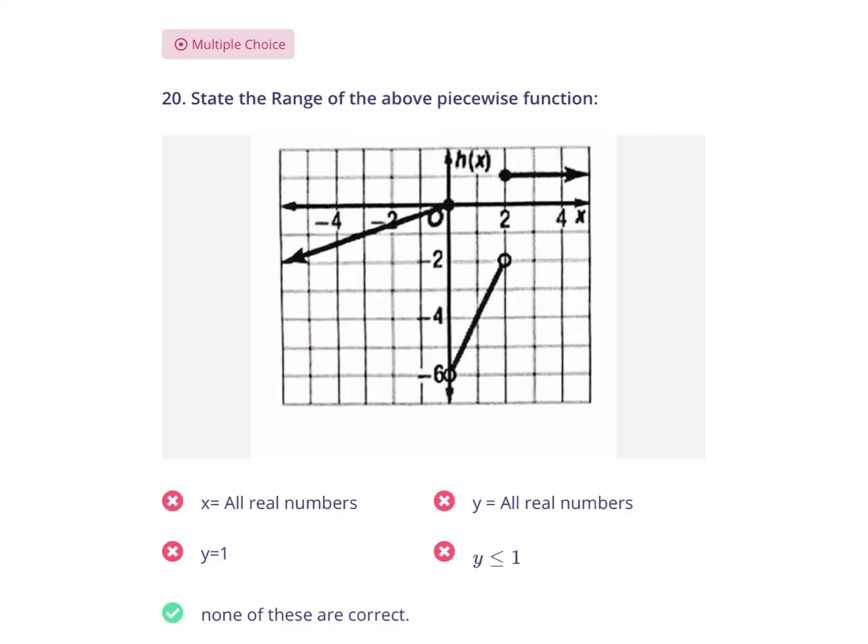Last, is it the last one? No, we still got more to go. I think, I'm not sure. No, I think this is number 20. This might be the last one.